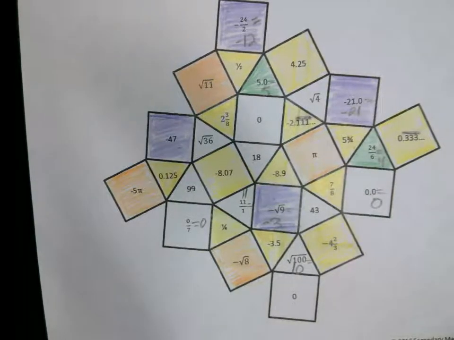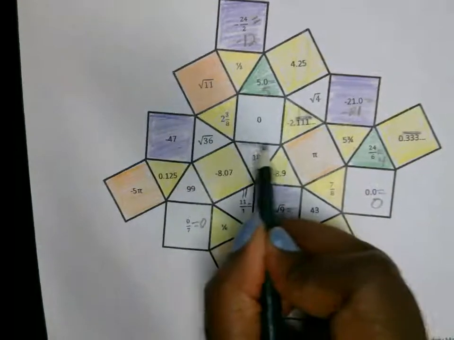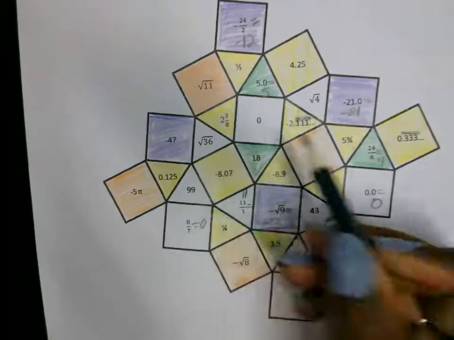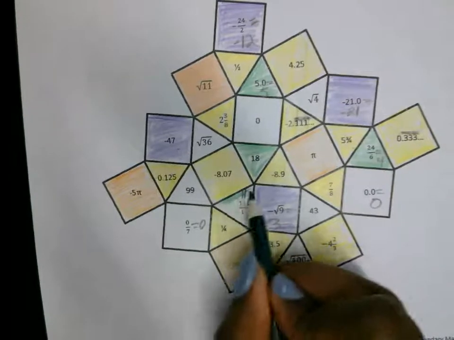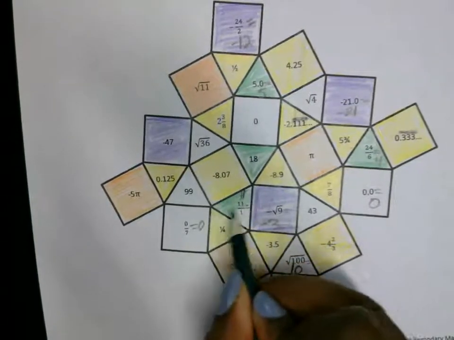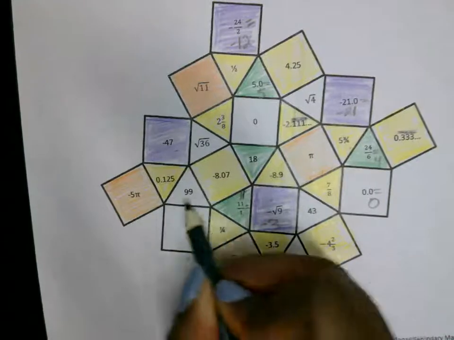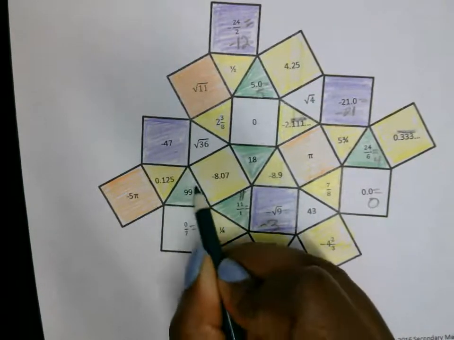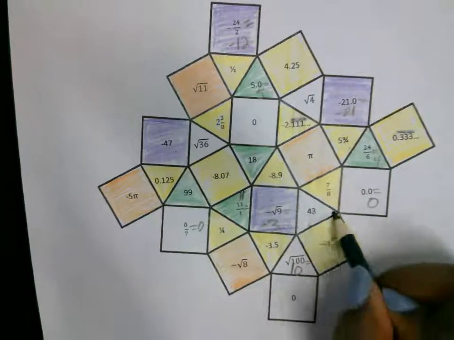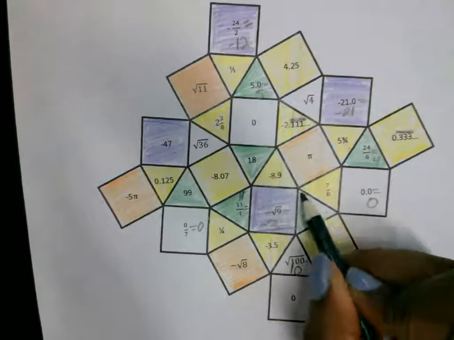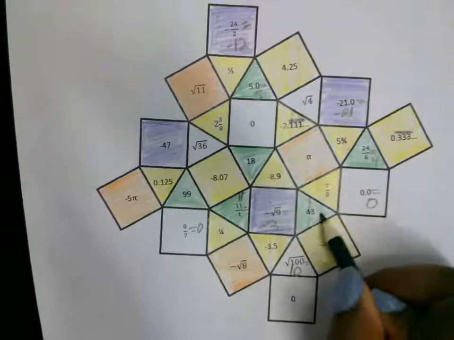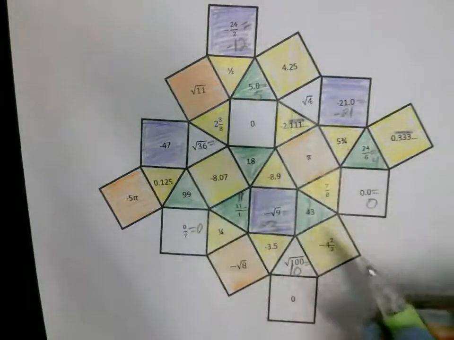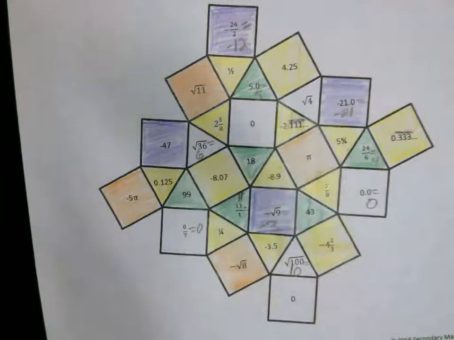What else is a counting number? 6. 18. 11 over 1. 99. 43. The square root of 36 is equal to what? It is a counting number. What is it equal to? 6. 6 is a counting number.